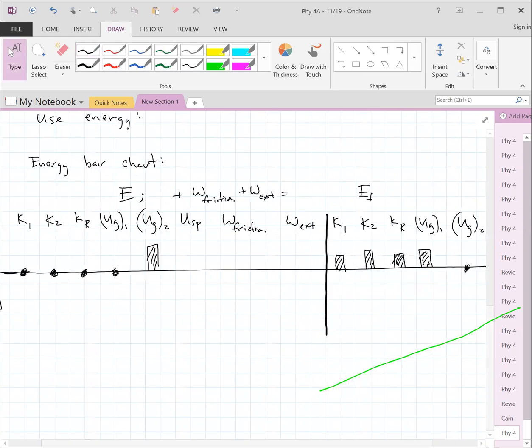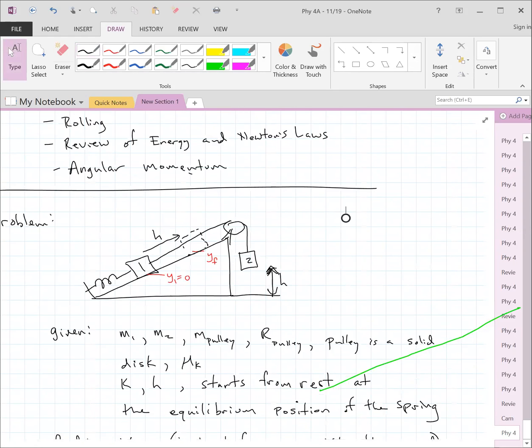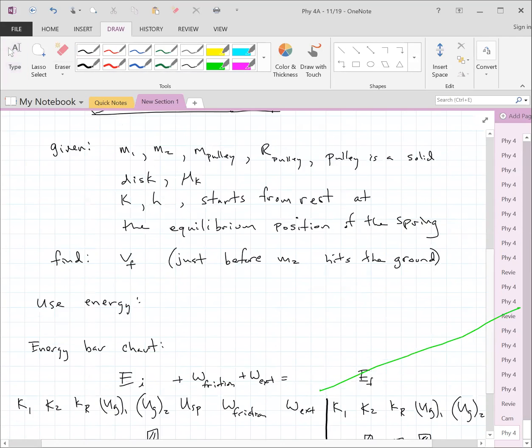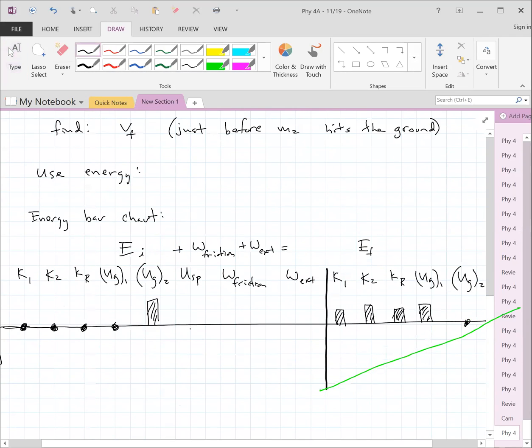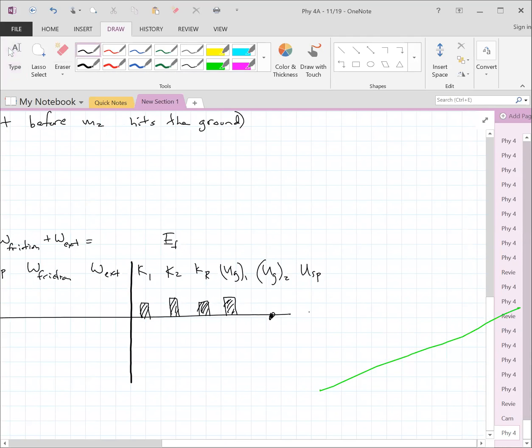We have a spring in our system. At the beginning of the problem, the spring is at its equilibrium position, so it has no energy stored in it. So I'll have a 0 for the spring potential energy at the beginning. But at the end, it's stretched. Doesn't matter stretched or compressed. Either way, it has energy stored in it, and that energy is always positive for spring potential energy.